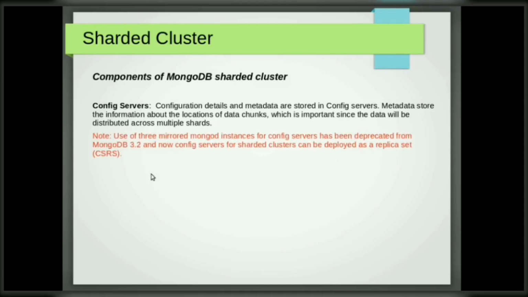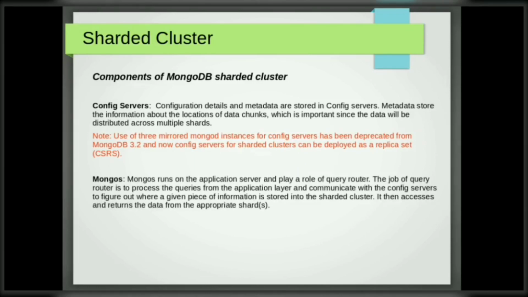Please note that the use of 3 mirrored MongoDB instances for config servers has been deprecated from MongoDB 3.2, and now config servers for a sharded cluster can be deployed as a replica set. MongoDB 3.0 and earlier versions support only a single server deployment protocol, which is called SCCC, which is deprecated from MongoDB 3.2, and now it supports a new deployment protocol which is called config server as a replica set, CSRS.